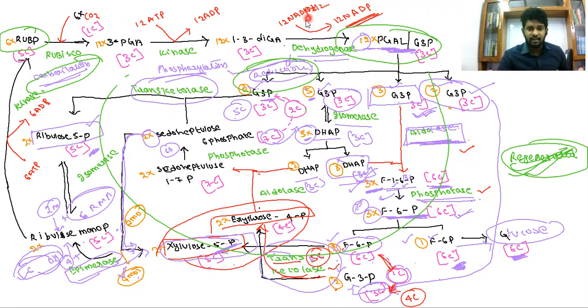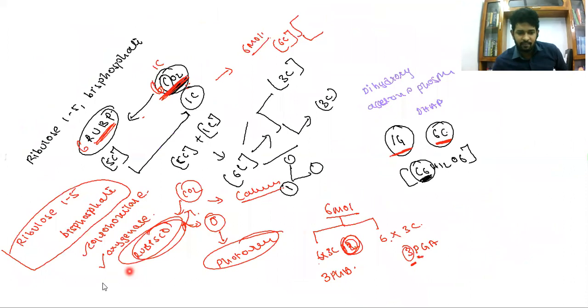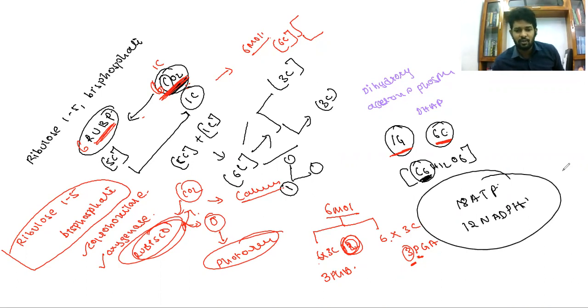Whereas here we can see NADPH. How many NADPH are entering? 12 NADPH are entering in this process. I'm writing here for your understanding. So 18 ATP and 12 NADPH are entering the cycle. This is what we have about the Calvin cycle. Next class we will discuss further topics. Thank you.